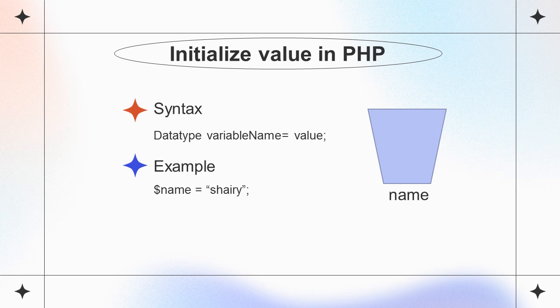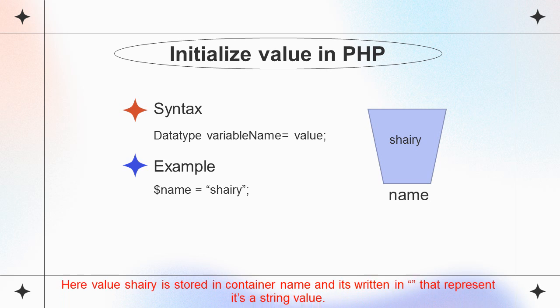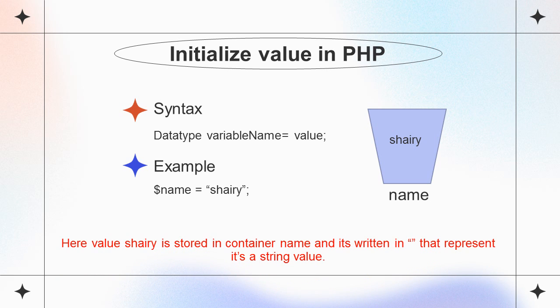With the name, it is a declaration. Now we have given a value, shairy. The value shairy is now inserted in the variable name. This is called storage of a value in a PHP variable. Here the value shairy is stored in the container name. It is written in double inverted commas, which represents that it is a string value.